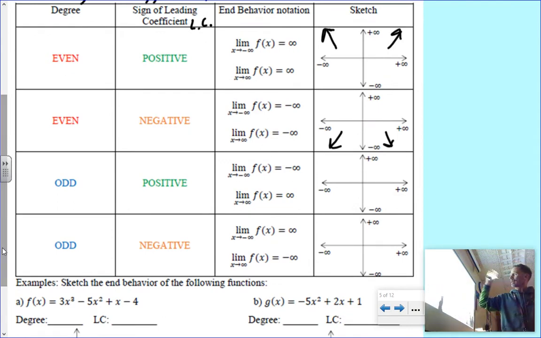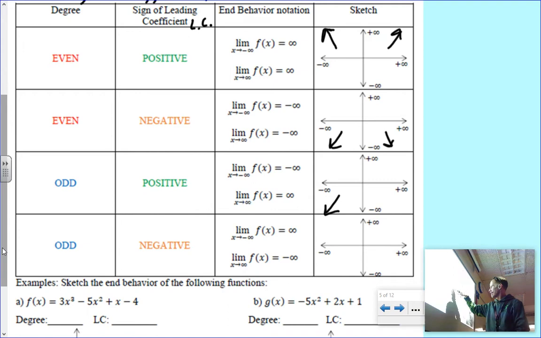How about when the degree is odd? So like the third power, fifth power, and so on and so forth. Well, now, again, let's look at the limit notation. To the left, as x goes to negative infinity, the function is going to negative infinity. So on the left, it's going down.